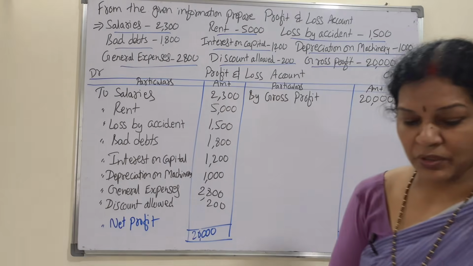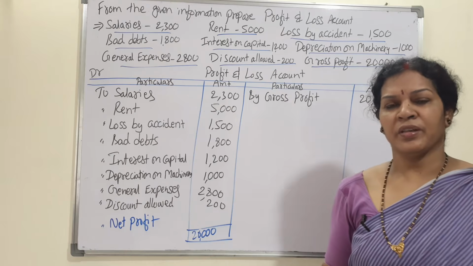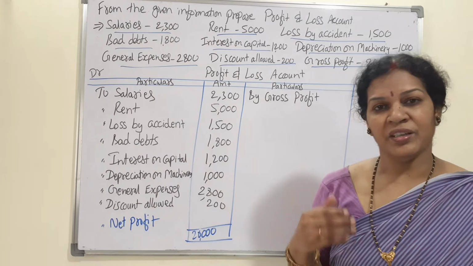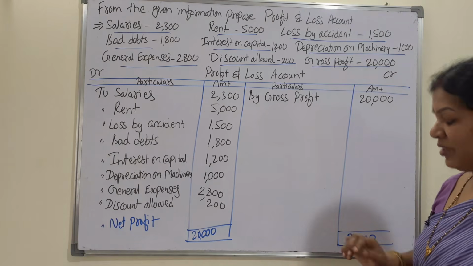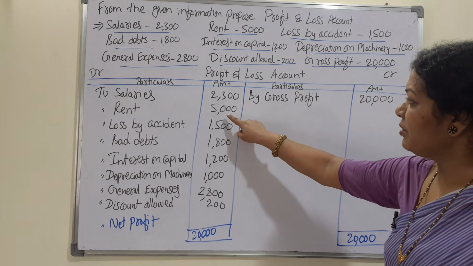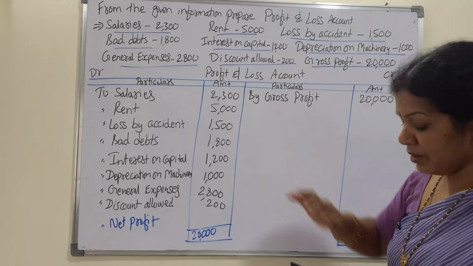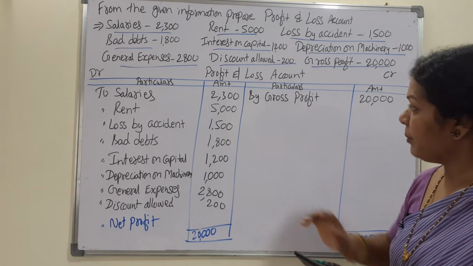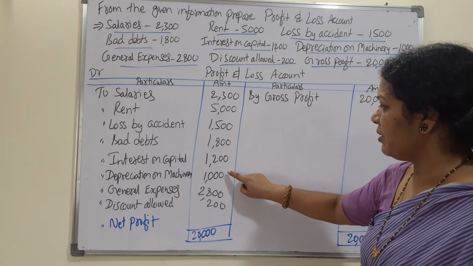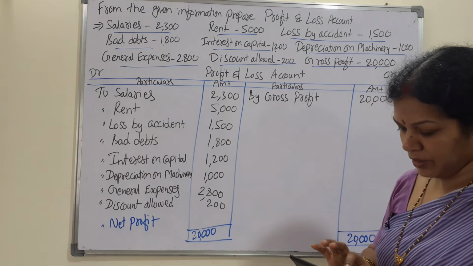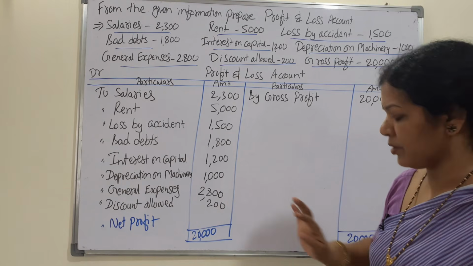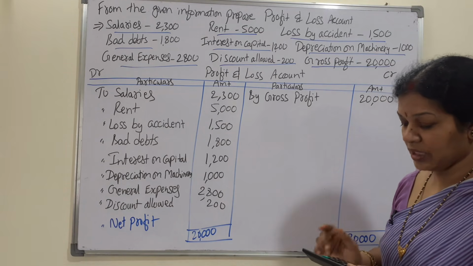How much is the difference? We can use a calculator in every exam. For inter first year onwards, all the students are allowed to take the calculator, so nothing to worry. You can use the calculator, and you need practice also. So 20,000 minus 2,300 plus 5,000 means 7,300. 7,300 minus 1,500 plus 1,800, this is 3,300. 3,300, 4,500, 5,500. And next this is 1,000. Comes to 4,200.